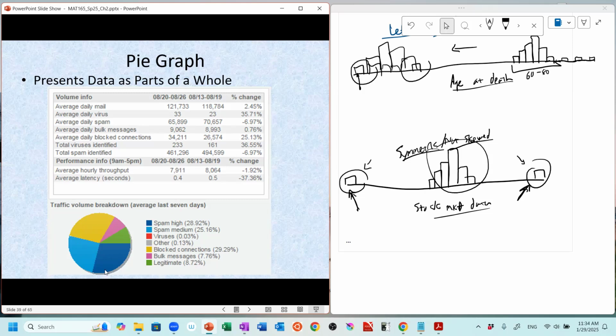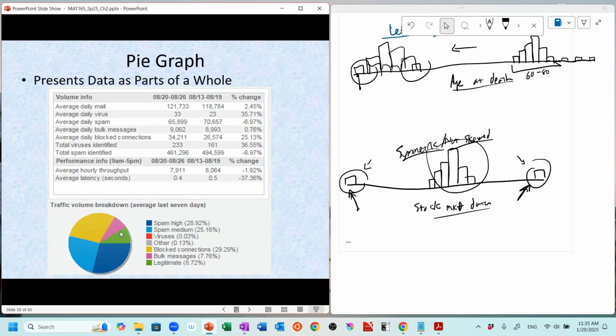But anyway, I kind of like this example because you can see at a quick glance, there are three things that are each making up about a quarter of whatever is going on here, and about two things that are making up the other quarter. So I see that block connections, which is probably if you're trying to go to some sketchy website, that's about a quarter of what our CCAC spam filter at that time was filtering out. Light blue and dark blue, spam medium and spam high, are about 25% each. And together, the spam medium or high accounted for about half of what the filter was doing.